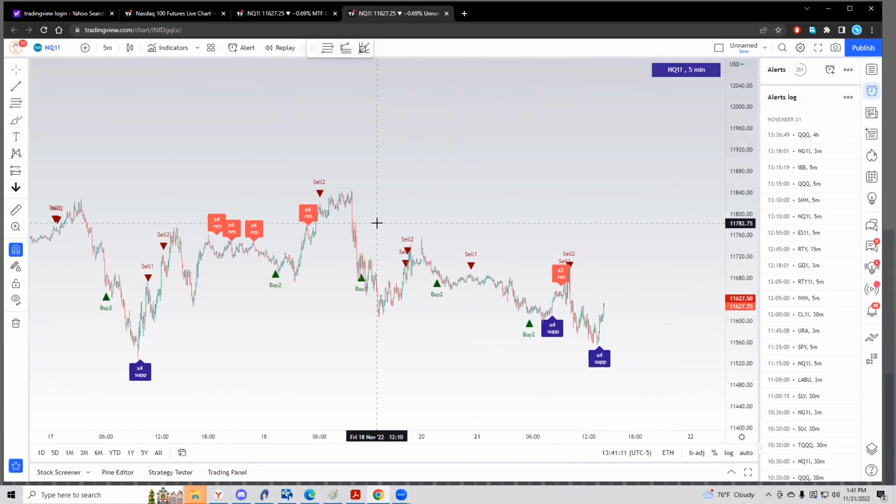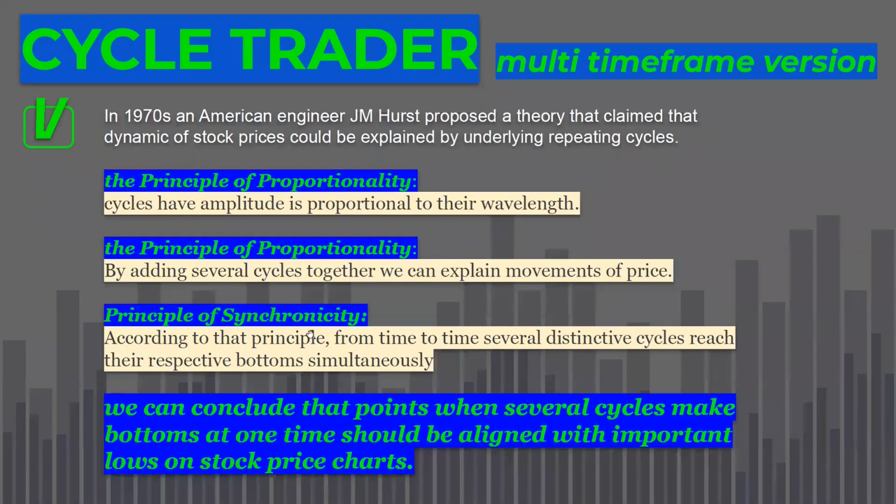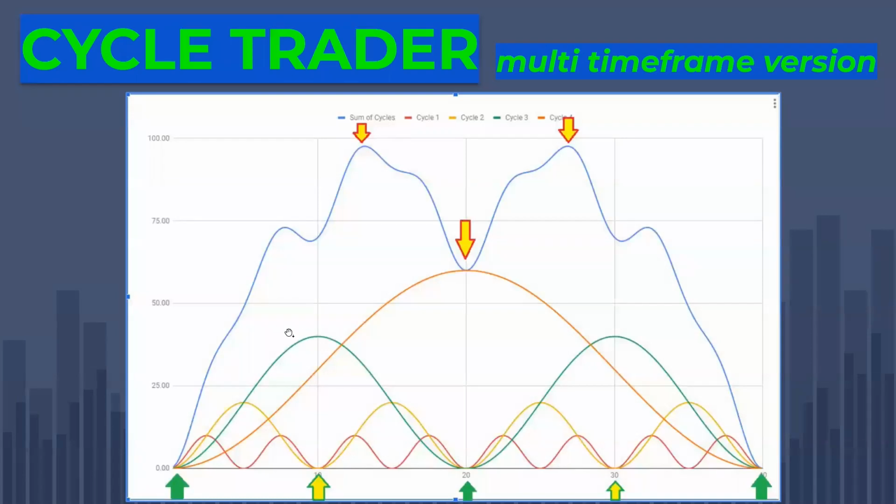Okay, so this is how the multi-time frame indicator works. One more thing I would like to explain about the cycles. It's easier to pinpoint bottoms when you deal with multi-time frame cycle analysis rather than tops. And you can see the answer why on that chart. According to the principle of synchronicity, stocks tend to make important bottoms together. But when we deal with tops, we do not have that beautiful picture.